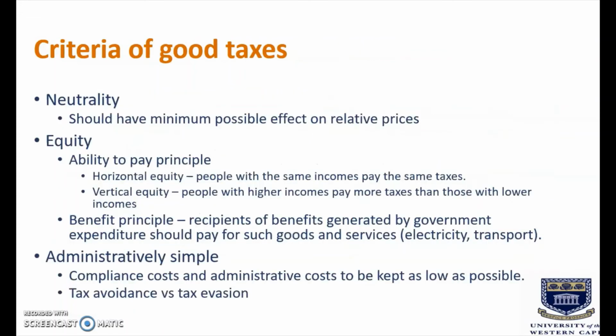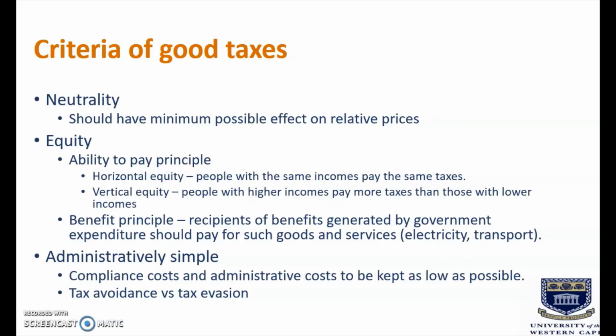And now we are moving to the criteria of a good tax. A good tax must promote neutrality. That is, it should have the minimum possible effect on relative prices. It should also promote equity, the ability to pay principle. There are two types of equity: the horizontal equity, where people with the same incomes pay the same taxes, and then the vertical equity, where people with higher incomes pay more taxes than those with lower incomes.